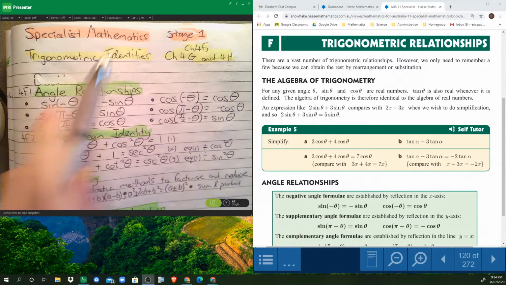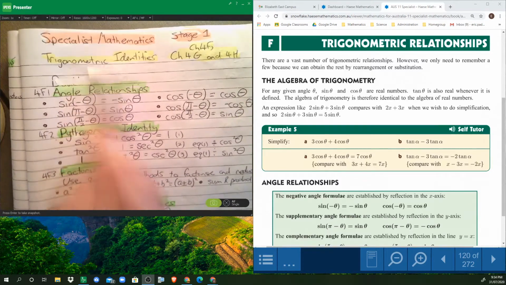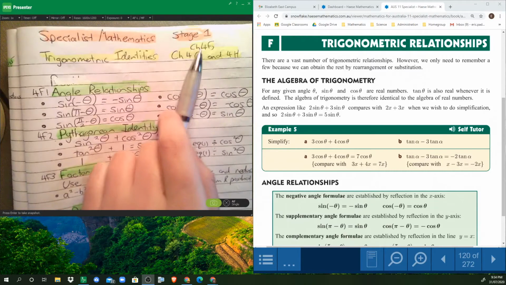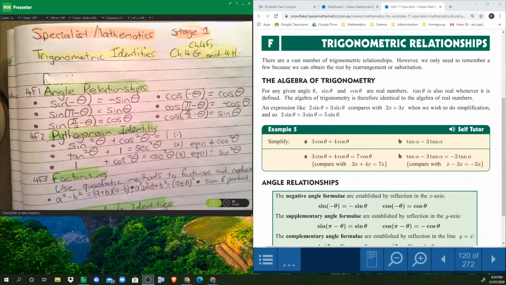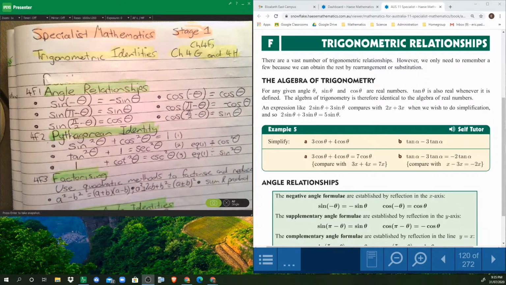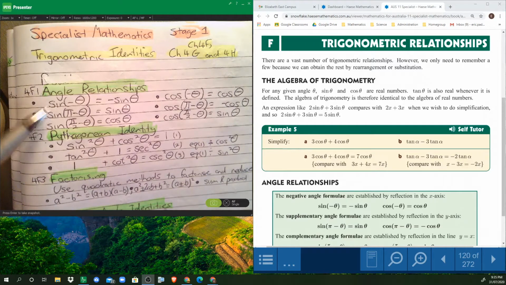This video is going to be on trigonometric identities. I'm covering my term for chapters 4F, 4G, and 4H. That's going to be a lot of work. Some of these we've covered already, but I decided to make a big video where I cover all of the relationships with lots and lots of examples. So you'll find me doing all of these at some point.